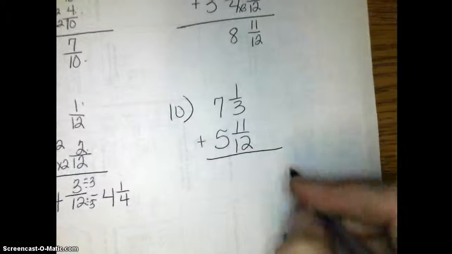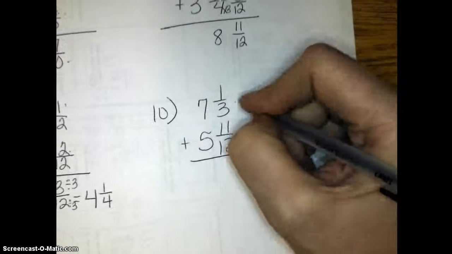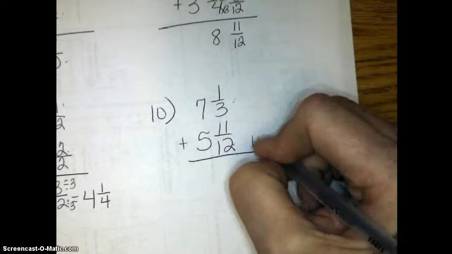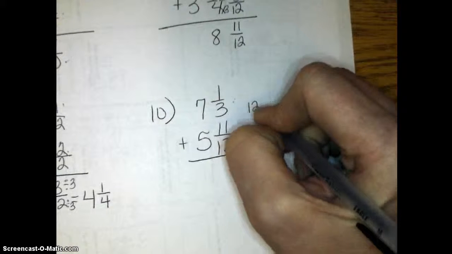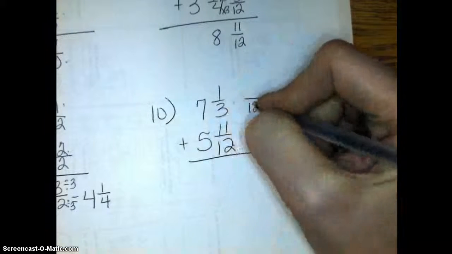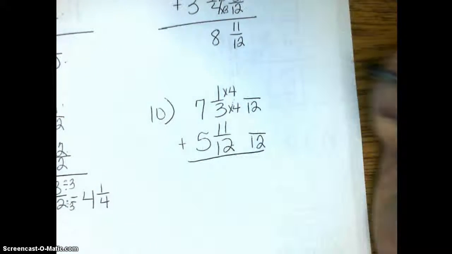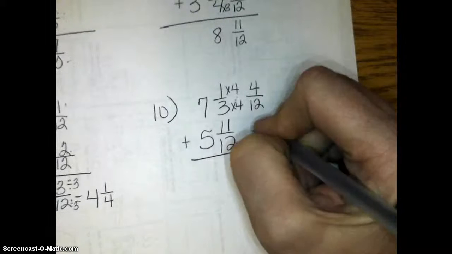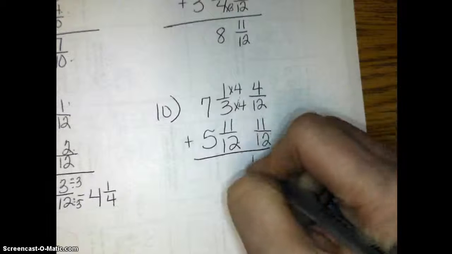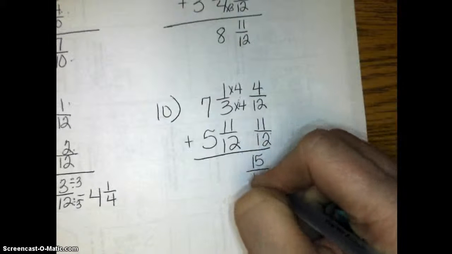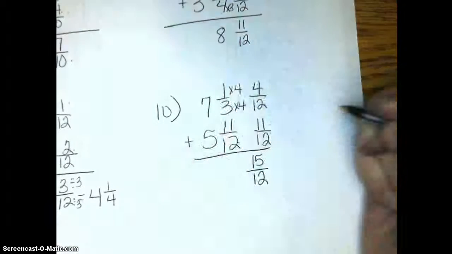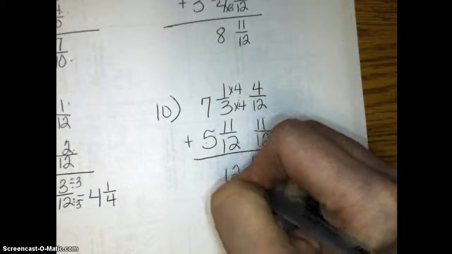Let's go ahead and do number 10. My common denominator between 3rds and 12ths is, again, going to be 12. I need to find the equivalent fraction for 1/3, and I find that it is the 4th equivalent fraction, so I need to find my numerator, which is 4. This is going to stay 11/12. And so now look what happens. When I add 4/12 plus 11/12, I get 15/12. 7 wholes plus 5 wholes is 12 wholes.